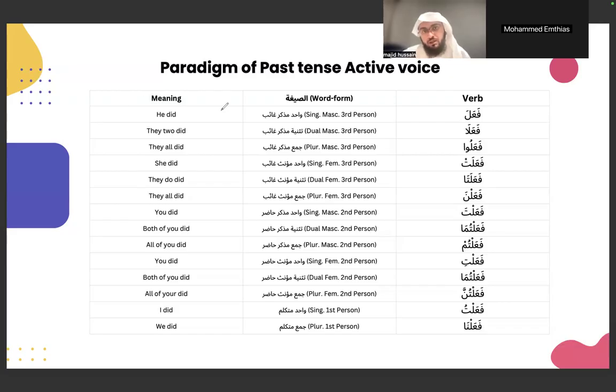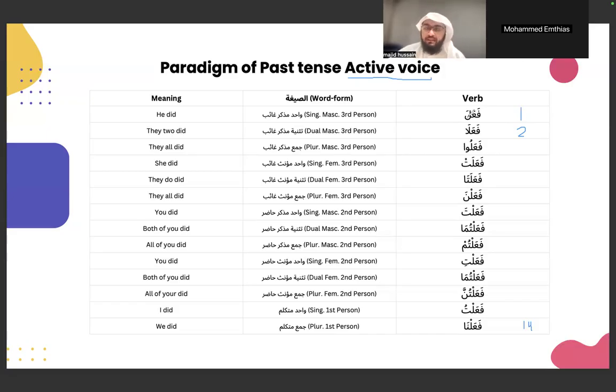طيب. This is the paradigm of the past tense active voice, and I have conjugated our formula, which was fa'ain lam, into the past tense. All of these 14 conjugations till here are describing the verbs of the simple past tense in active voice, meaning the doer of the action will be known either by a pronoun or by a name itself.